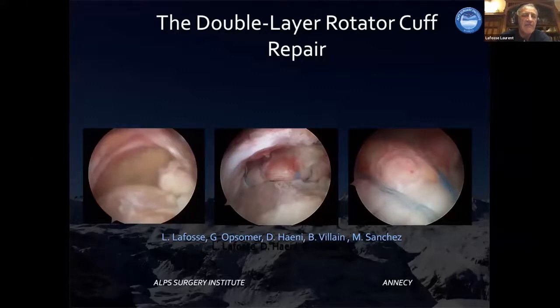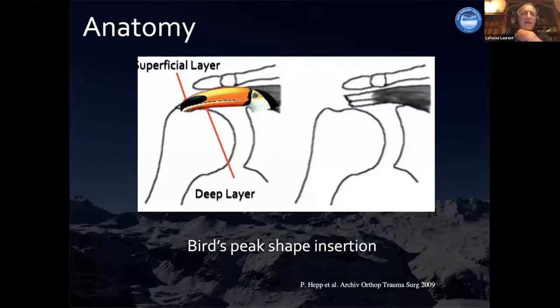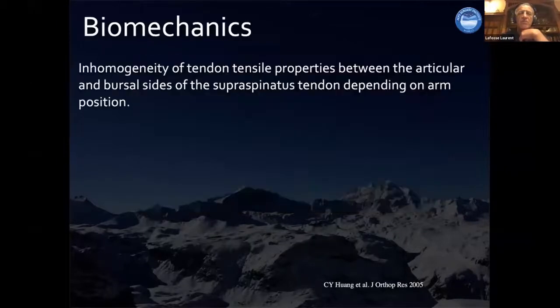Now in every massive rotator cuff tear, I do my shoulder arthroscopy from lateral, and I start from the subdeltoid view. If you do that, you will see what happens here is a double layer repair. So let's go to this double layer and the bird pick. We have here the anatomy of a normal patient, which is the bird pick patient.